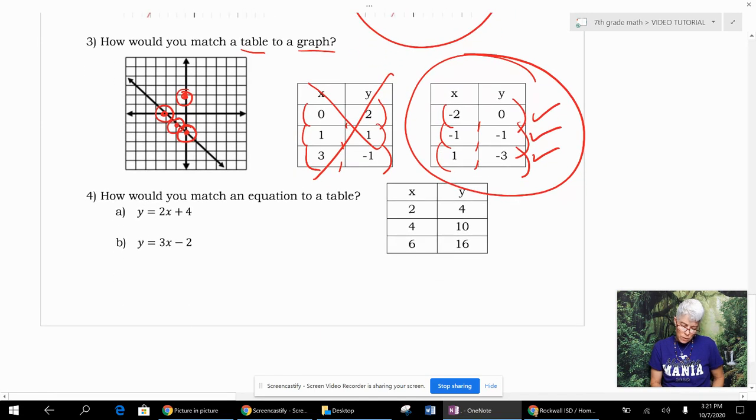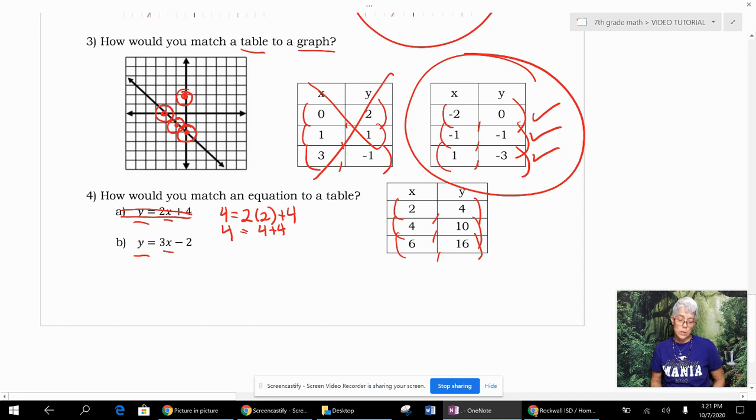How would you match an equation to a table? Again, it's remembering that these are ordered pairs. Each one of these is an ordered pair. And that the x and the y in these equations represent ordered pairs. So I'm going to go ahead and substitute the 2 and the 4 in and see if it works in the first equation. So they're saying y is 4 and the x is 2. Is 2 times 2, which is 4, plus 4, does that equal 4? Nope, it does not. So this is not the correct answer.